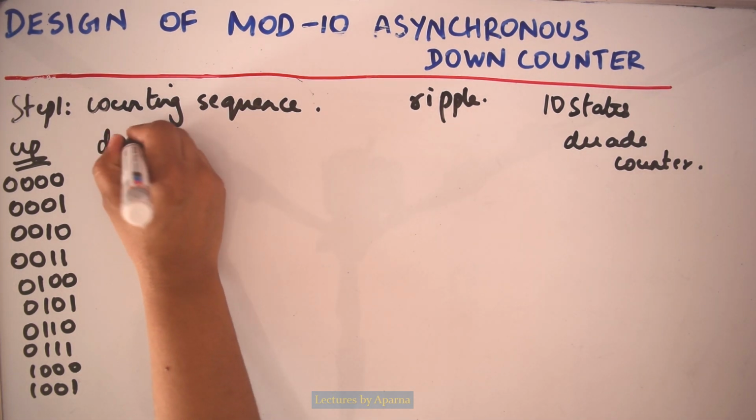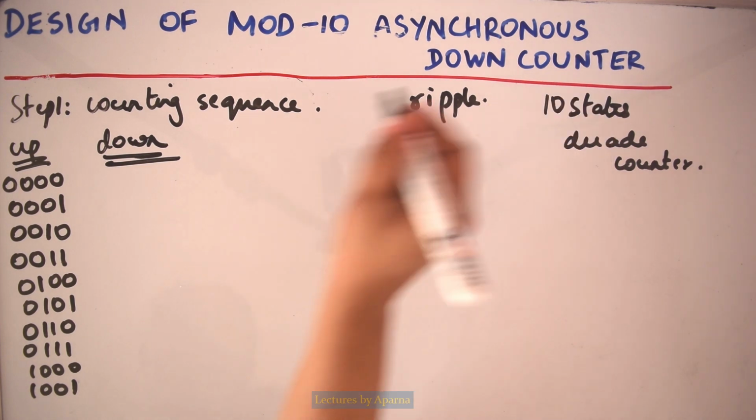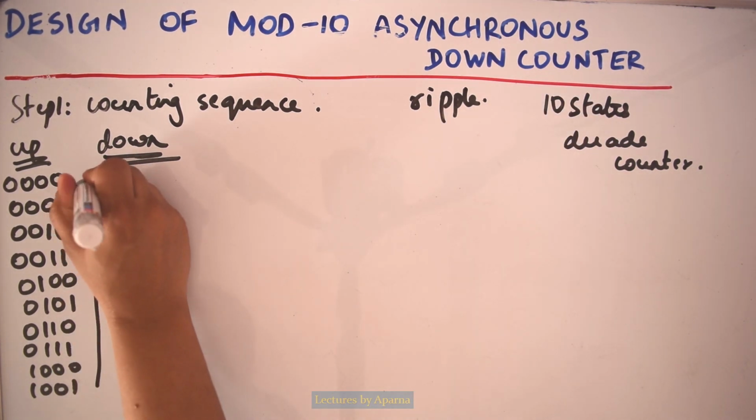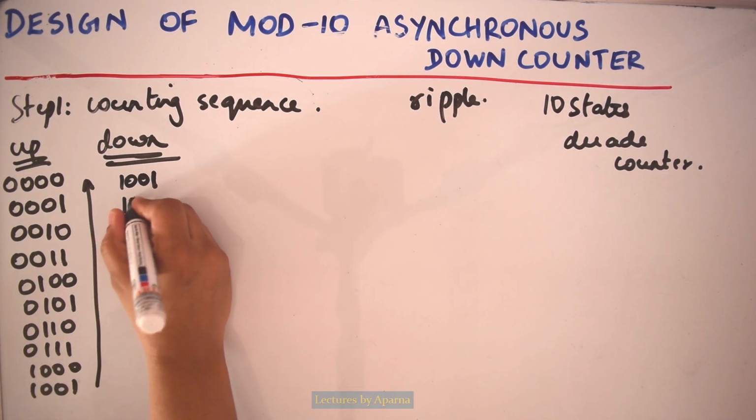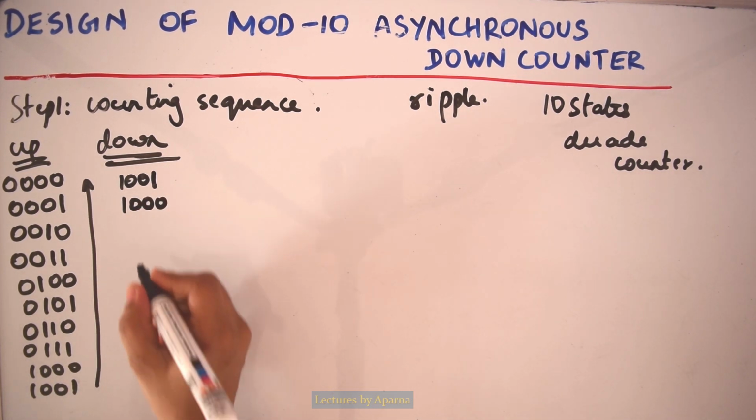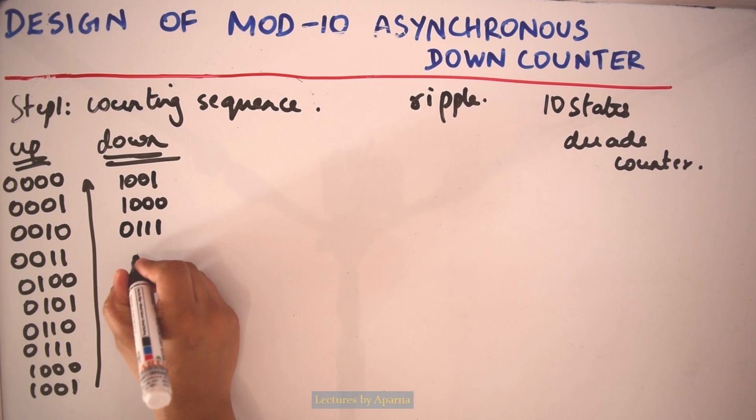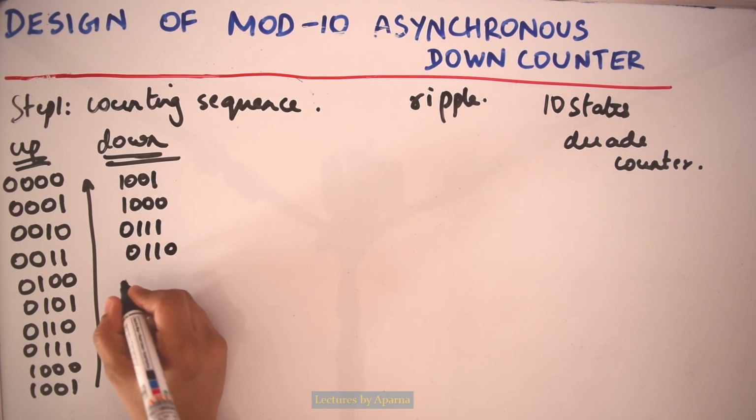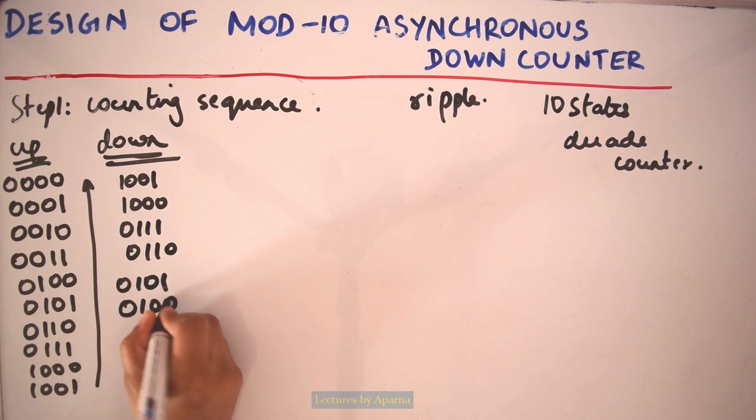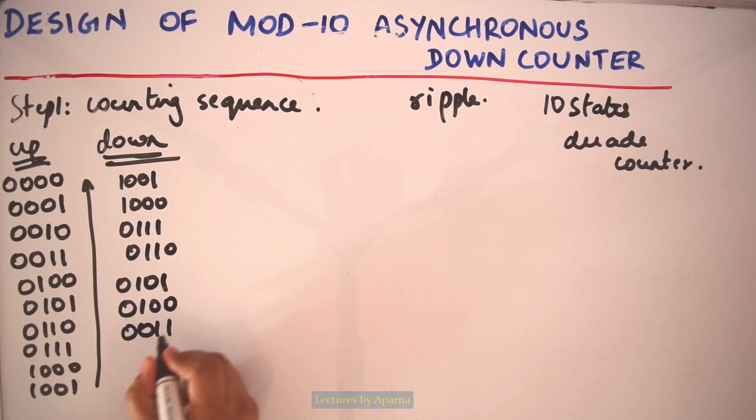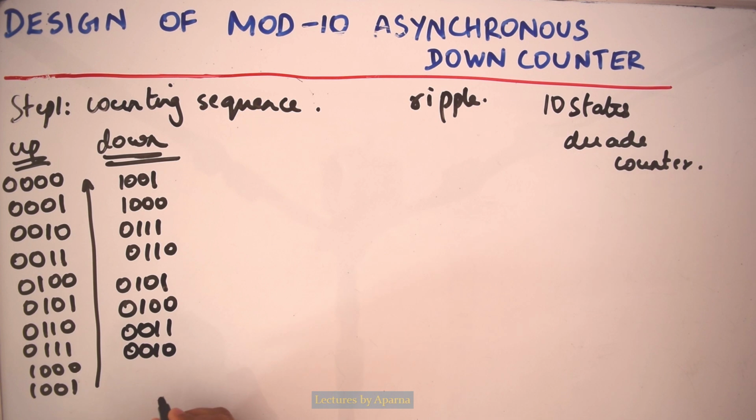Now for down counter, this is a down counter. So its sequence will be from this. That is starting from 1001 downwards. That is 1000, 0111, 0110, 0101, 0100, 0011, 0010, 0001 and 0000.